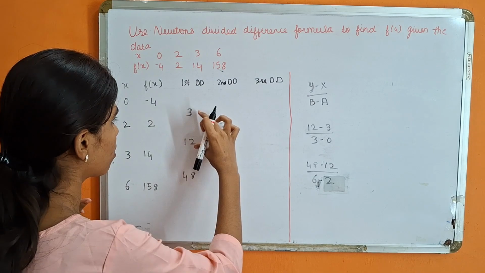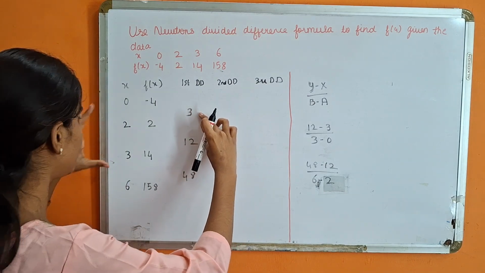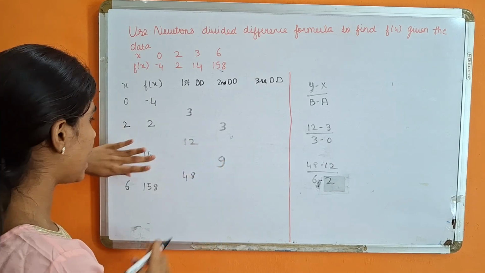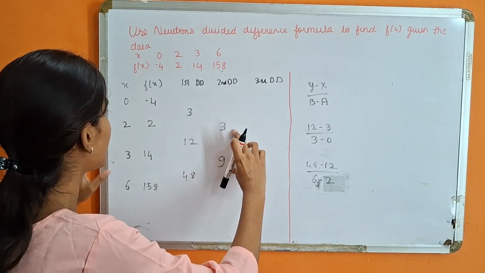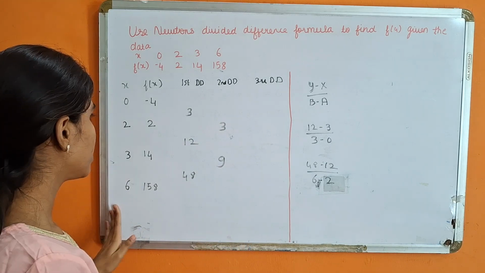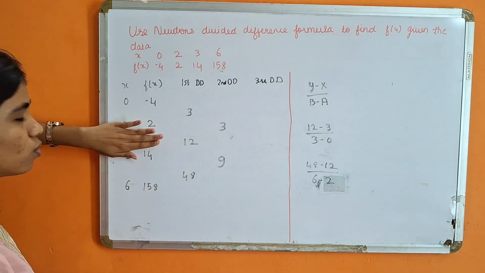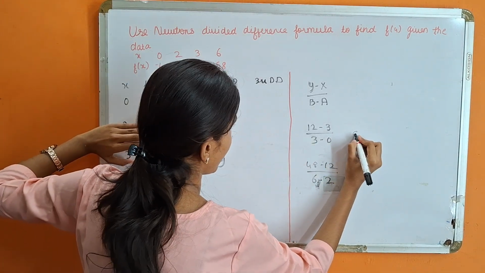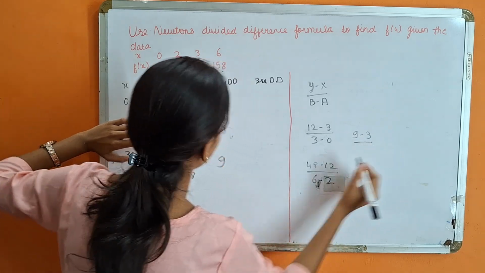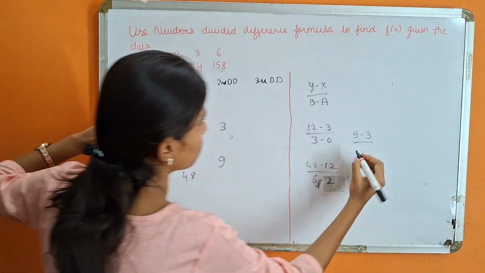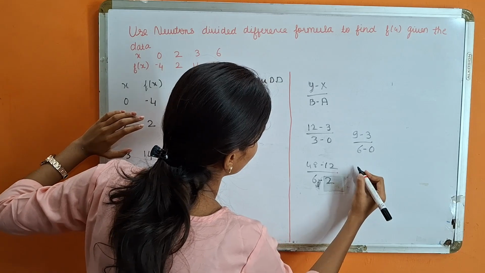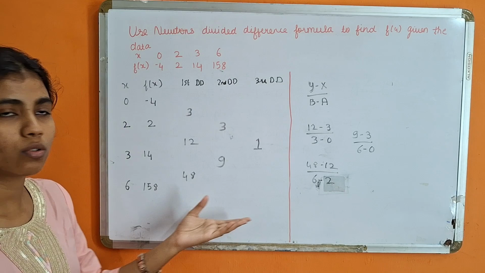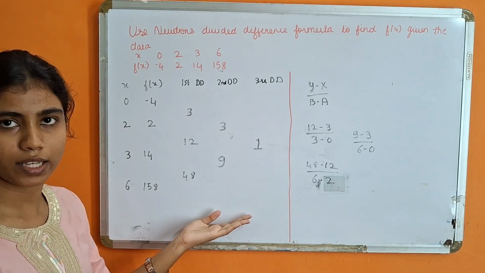So first, you consider this both related with these 3 terms, hide the middle one. Then this both is related to these 3 terms, hide the middle one. Now these 2 terms are related to all the 4 terms here. So you are going to hide the 2 middle parts. Then you are going to consider only 6 and 0. That is 9 minus 3 divided by 6 minus 0. So you get the value as 1.